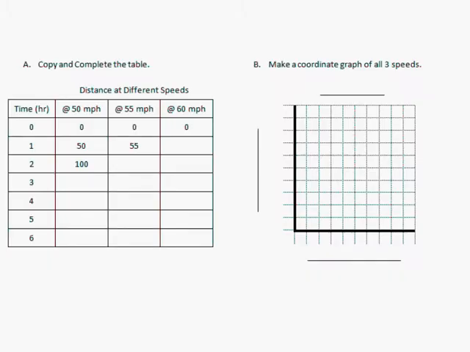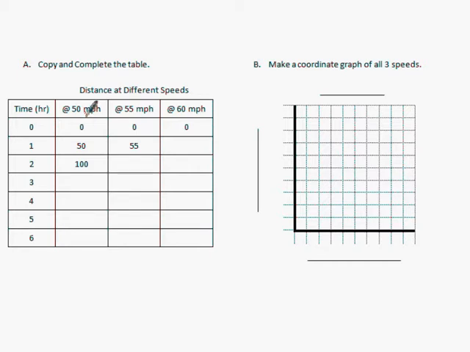So, to do that, we're going to start with something we know how to do. Complete a table, make a graph from the table. So we have different speeds. So say we're driving in a car. We have the distance at different speeds, driving in a car for up to 6 hours. And we have 50 mile per hour, 55 mile per hour, and 60 mile per hour. Table started out for us to give us the idea of what to do.